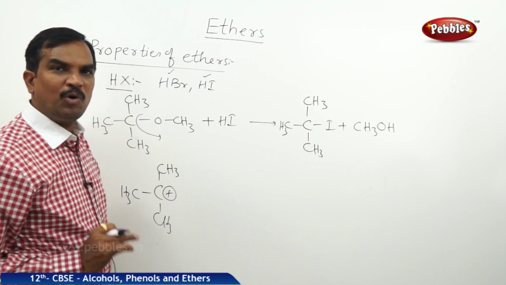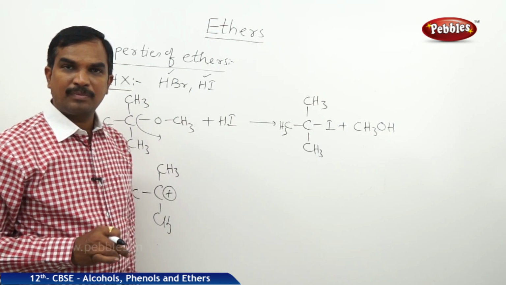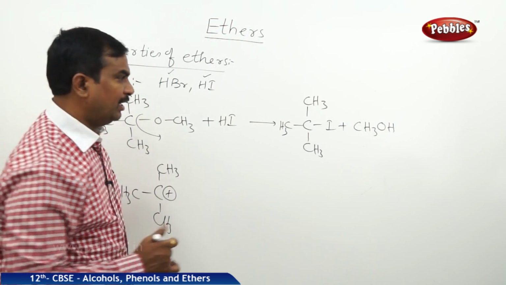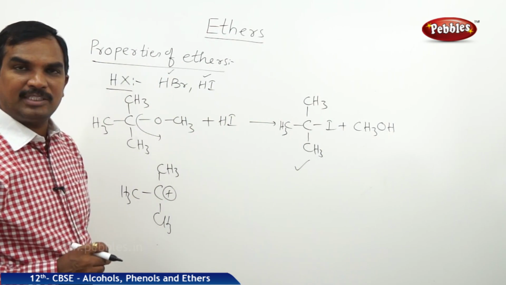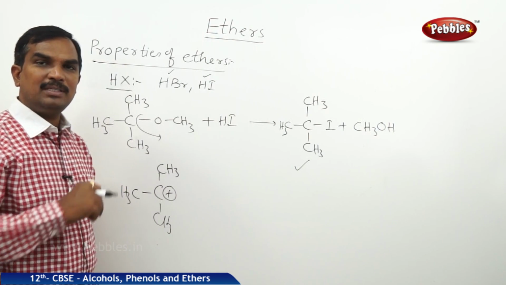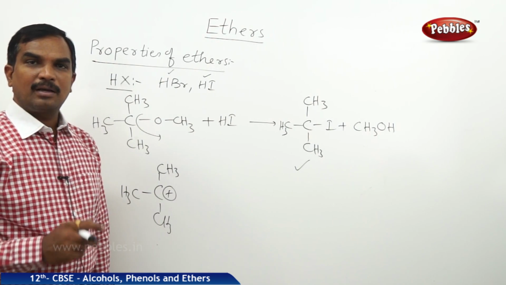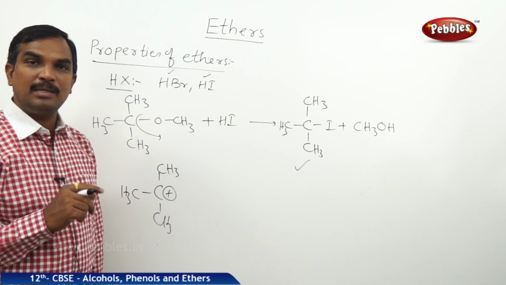Where the tertiary carbocation is highly stable. That's why we will get this product. But if it is a tertiary one, as I told you, always the I minus will attack the corresponding alkyl which is having less number of substituents.